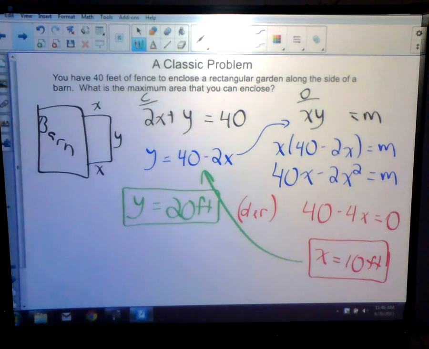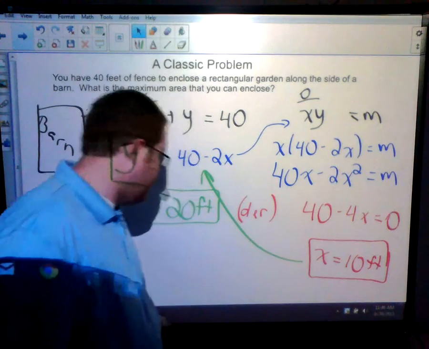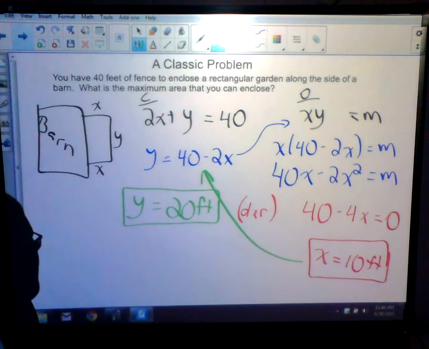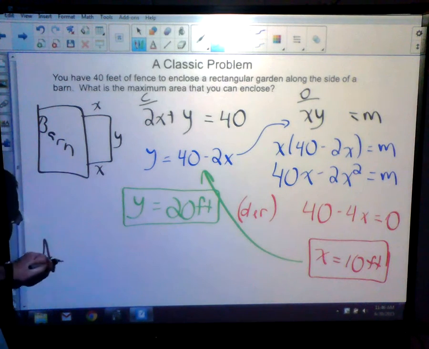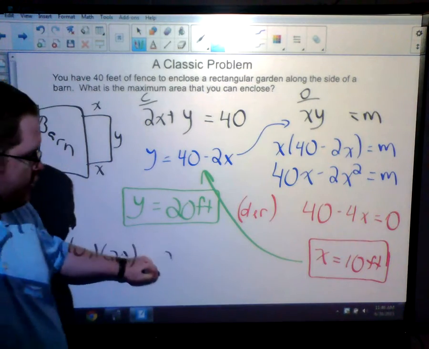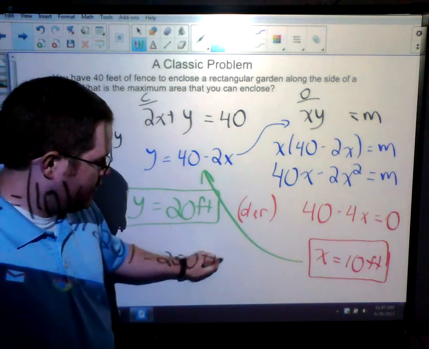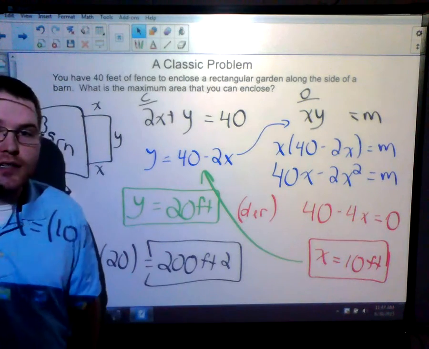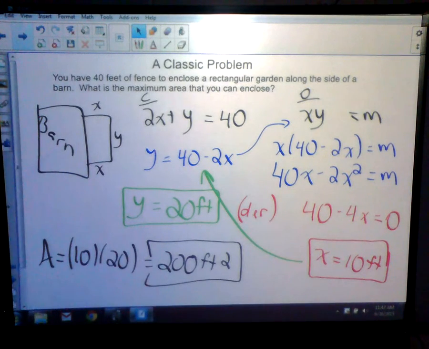Now let's stop for a second. That's great. We did a lot of good work there. But we didn't answer the question. The question says, what's the maximum area you can enclose? Not, how should I build my fence? So area has got to be length times width. So it's 200 feet squared. The final answer on a multiple choice test would be 200 square feet. Not 10 and not 20, but 200. Remember to read the question and answer it the way they ask it.